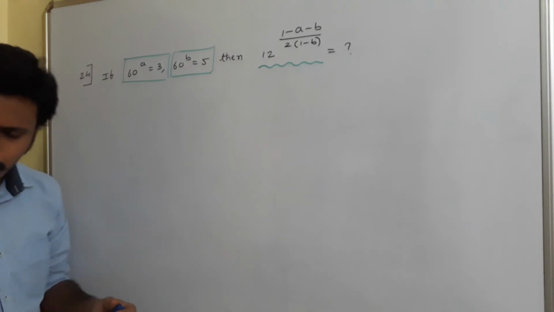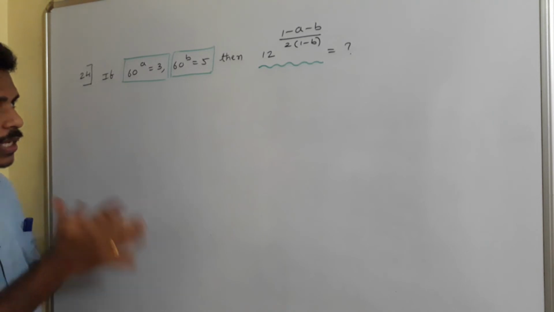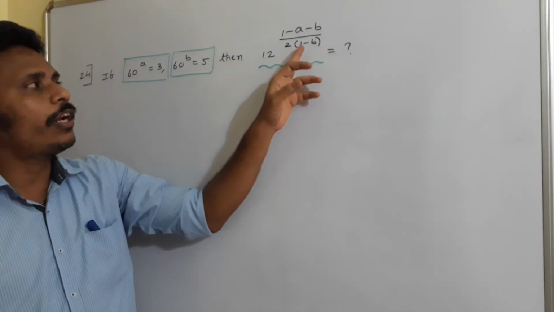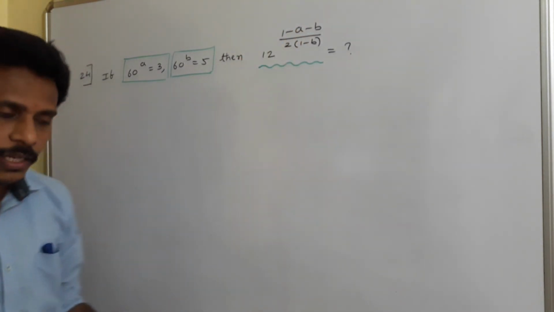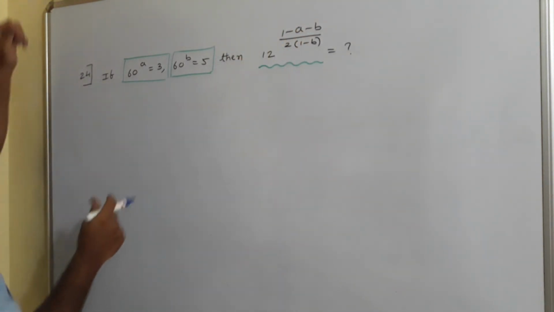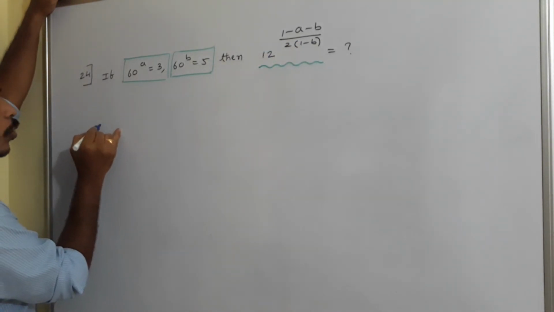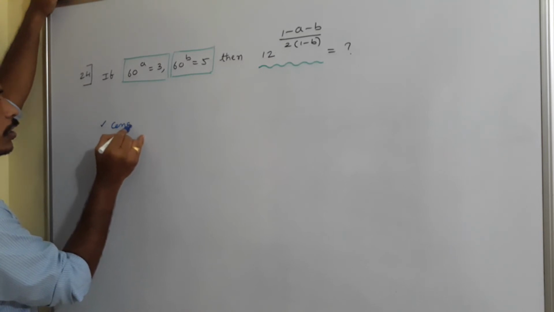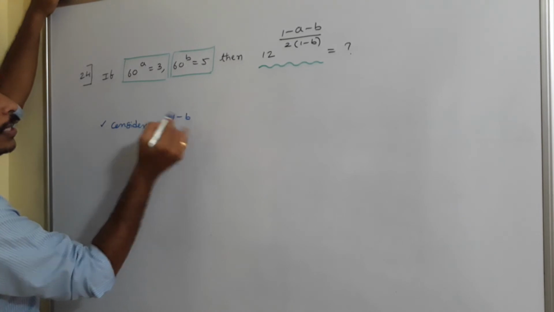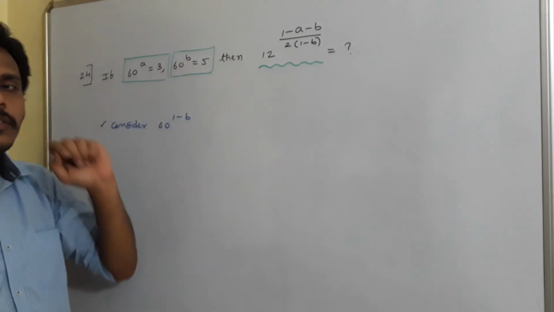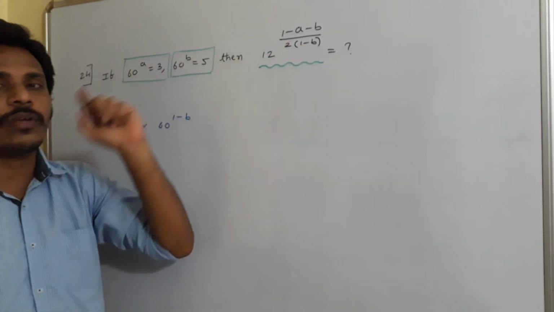See, there are many ways to solve this type of problems. The best way is starting from the denominator. We need to make this complete fraction as a power. That's what we are discussing in this class. And now, see, our target is to find 1 minus b. So we need to start with what? Just as we discussed earlier, we need to start our discussion with the 60 power 1 minus b. Because here 60 power b is given, I need 1 minus b.